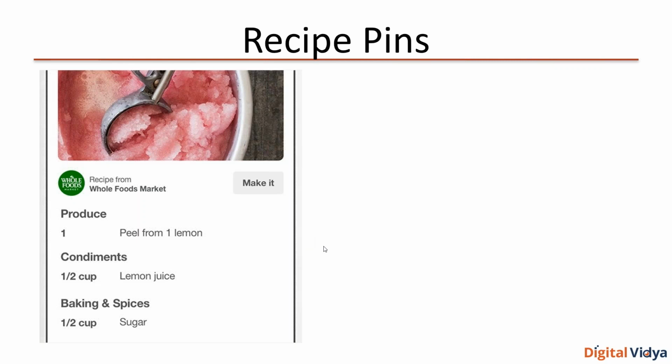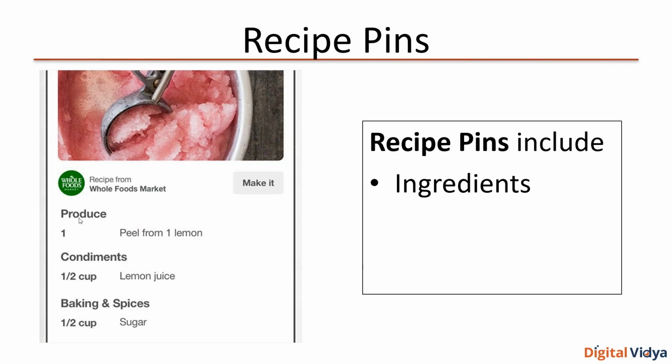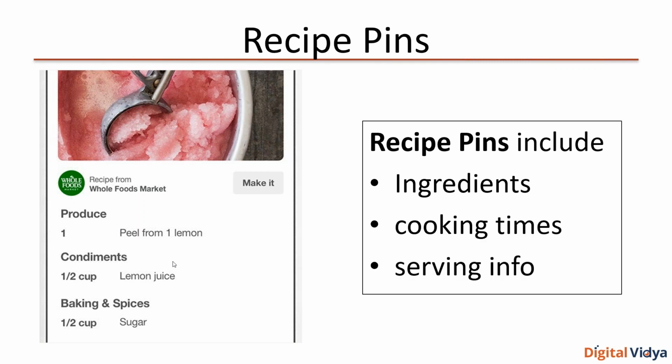Then you've got recipe pins, which apart from giving an image for the recipe, also give you ingredients that you can see on the pin here, cooking times and serving info. Because it gives more information on the pin, it makes the pin more useful, more valuable, and gives you higher engagement as well.